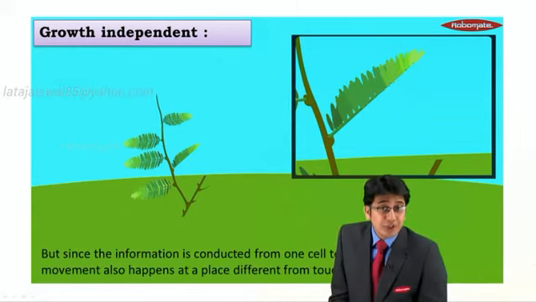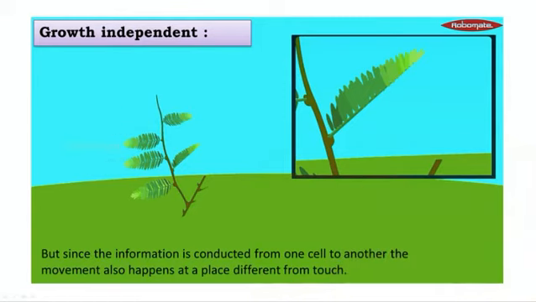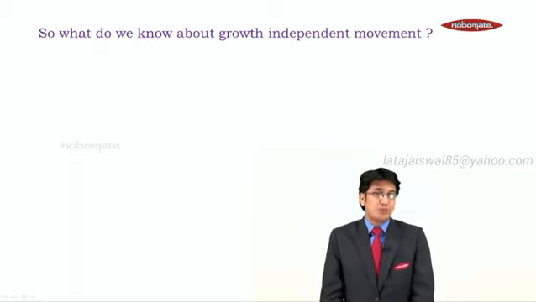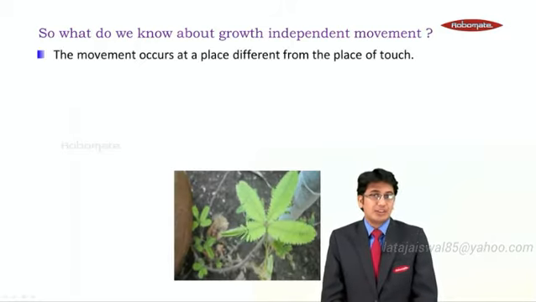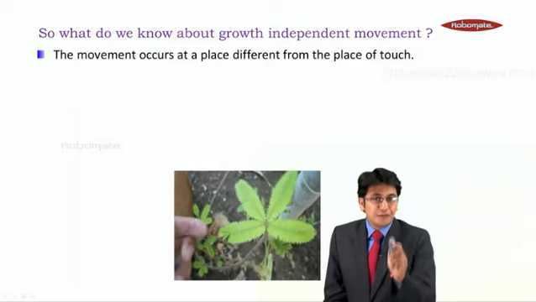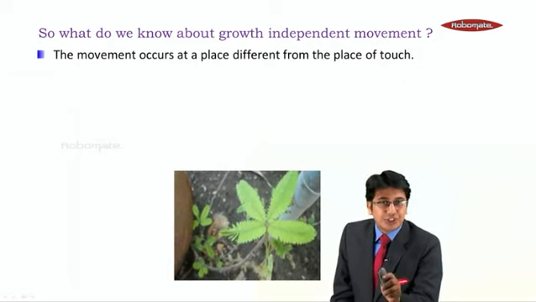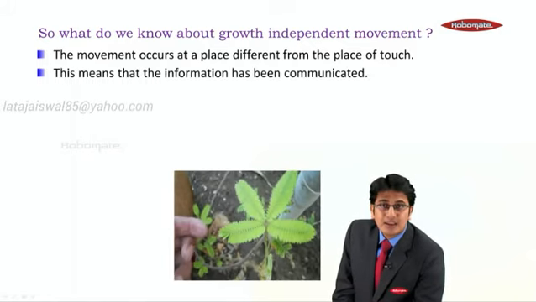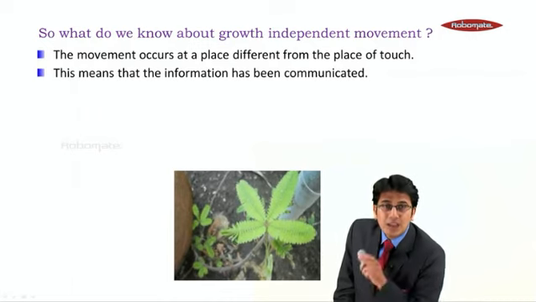But since the information is conducted from one cell to another, the movement also happens at a place different from the touch. We are touching the front part of the plant, and the last leaflet is also closing. So what do we know about growth independent movement? The first point: movement occurs at a place different from the place of touch. You can clearly see it in this figure. This means the information has been communicated.